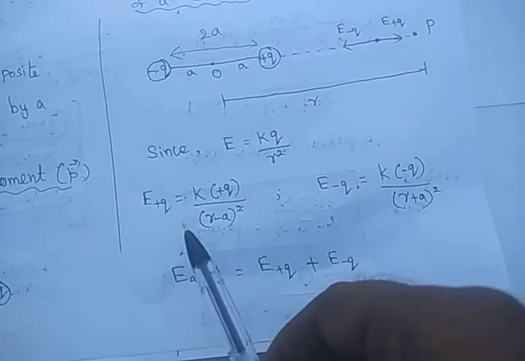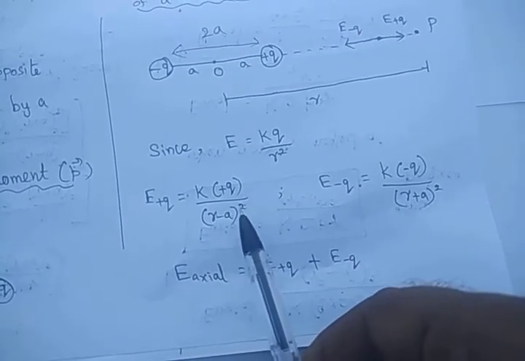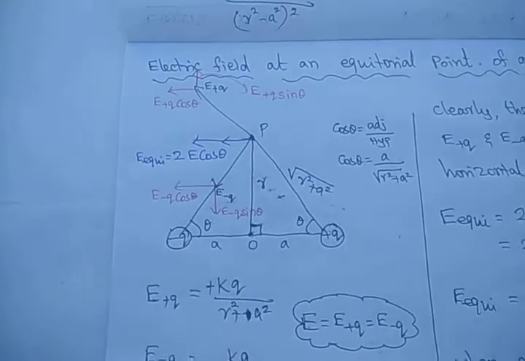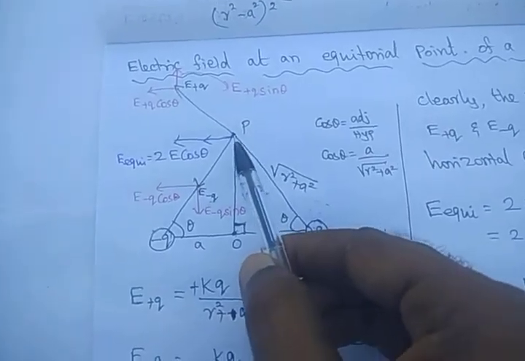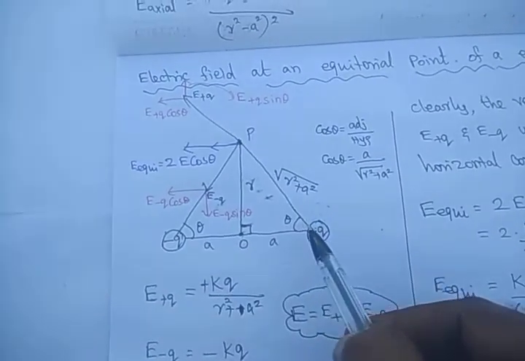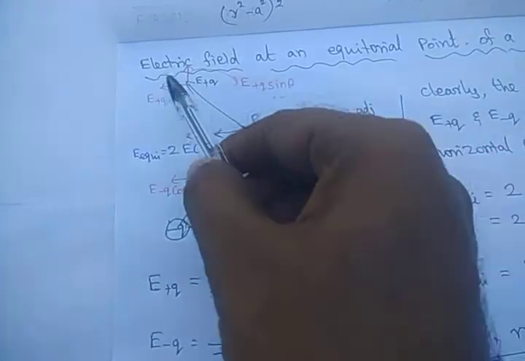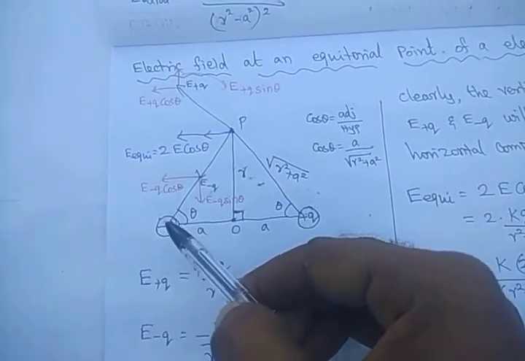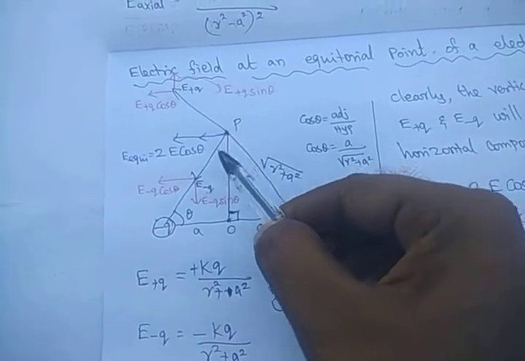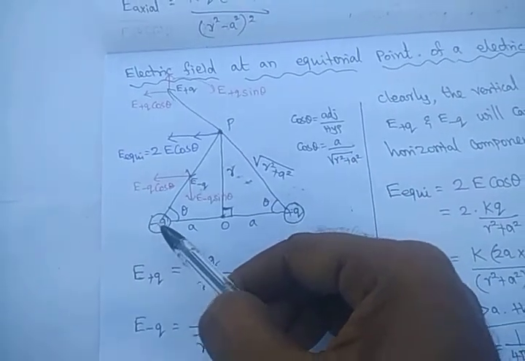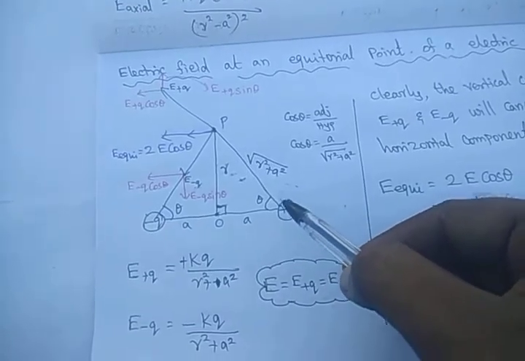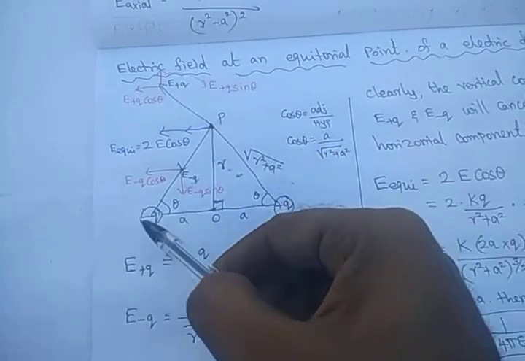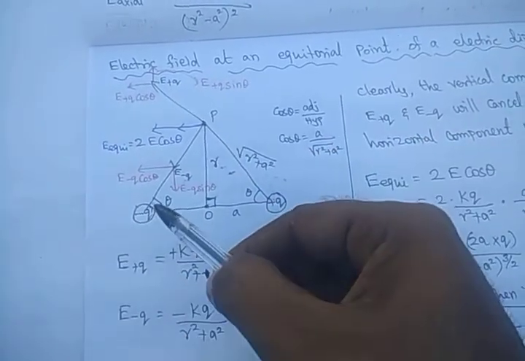Now you see that for the positive charge, the distance is (r minus a) the whole square. For the negative charge, it is (r plus a) the whole square. Now consider that at the point P, the electric field direction of the positive charge is outwards in this direction, and the electric field direction of the negative charge is pointing towards the negative charge. That is, the electric field of the positive charge moves away from the positive charge, and the electric field of the negative charge is directed towards the negative charge.